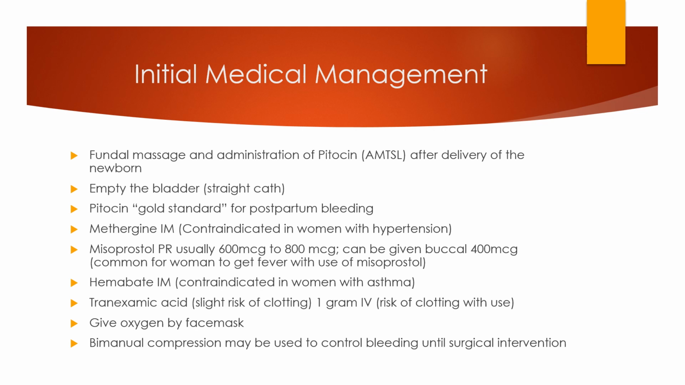You want to empty the bladder. We talked about how important that is. So even if you think your patient's bladder might be empty, if they're bleeding, they're hemorrhaging, you've got to do it. Methergine is the next medication typically that we would use. It's given IM. We just give it right in the thigh. If the patient has preeclampsia or they're hypertensive, you want to avoid it though, because it's going to exacerbate hypertension.